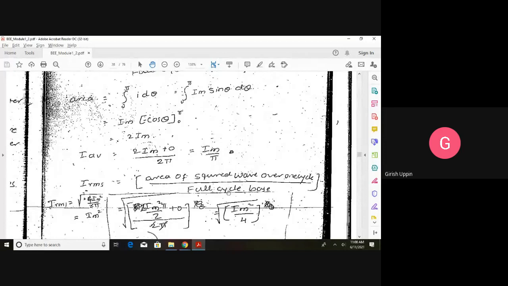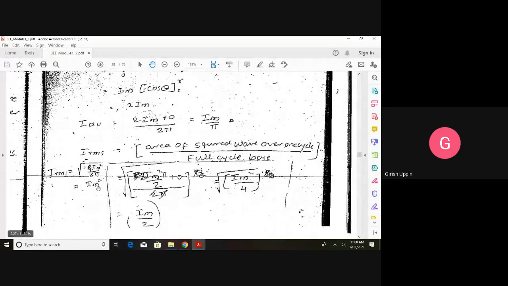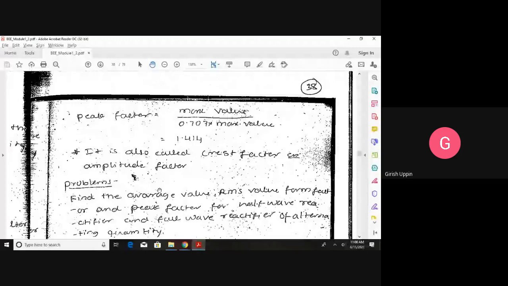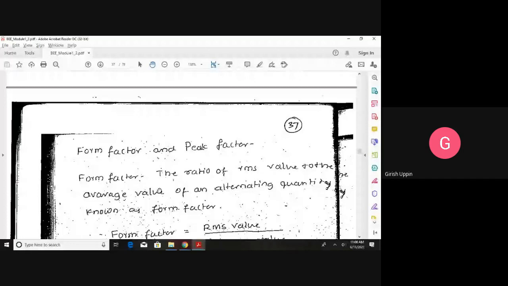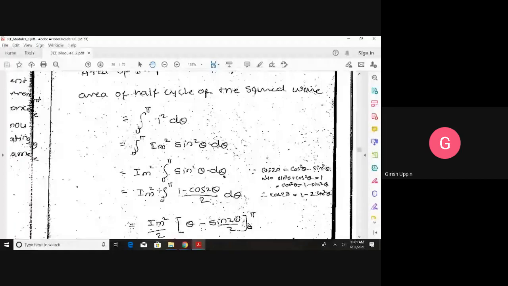Now, for the area, we get it as Im square pi divided by 2. So that we got directly from this. Area is directly substituted for the RMS value. For the RMS value, we already calculated the area. I will show you that. You can see the area of a half cycle of the squared wave. This is how we did.